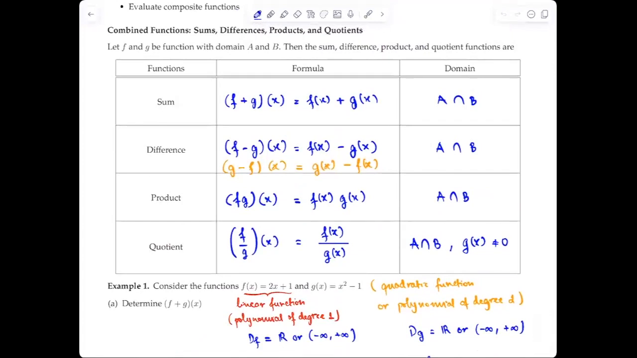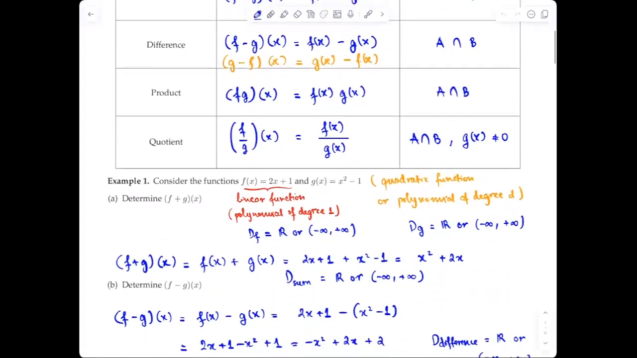The domain of the sum, difference, and product functions all have a similarity: the domain is the intersection between the two domains, where capital A is the domain of f and capital B is the domain of g. But for quotient functions, you need to recognize that g of x has to be different from zero, because g of x is the denominator function.